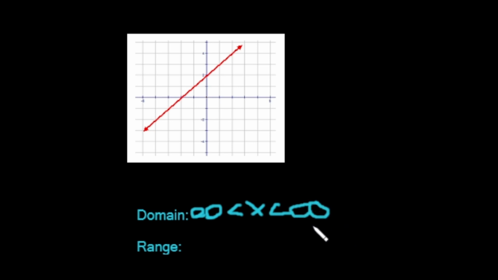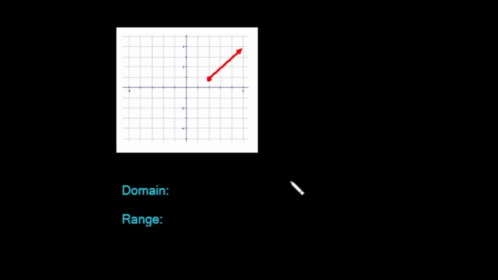And the range, also known as all real numbers, would be negative infinity is less than y, which is less than infinity, or also known as all real numbers. So this graph would be infinity on the domain and range, or all real numbers, since it goes on forever, as indicated by the arrows.